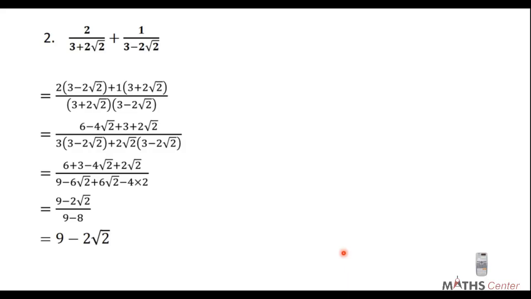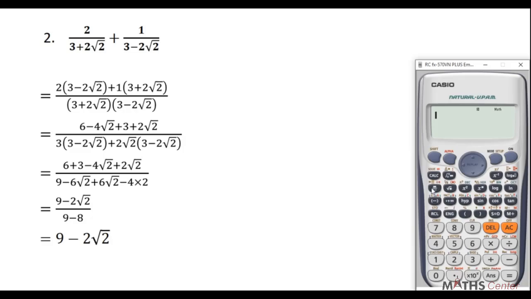Once again, you can also check this on your calculator and see if you get the answer that we have here. So let's try this and see. We have 2 divided by 3 plus 2 root 2. Then we press this sign so that the cursor will come here. So plus, we have 1 over 3 minus 2 root 2. Then you press equal. So the calculator is giving us 9 minus 2 root 2, just as we have here.